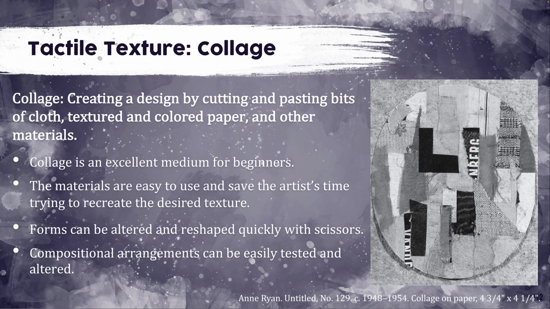Materials are usually easy to use and save the artist time trying to recreate a desired texture. Forms can be altered and reshaped quickly before you actually finalize and stick them down. You can move elements around rather than painting. Once paint is on the canvas, you can potentially scrape it off, but generally that sort of, in air quotes, undo feature isn't really there when you're working with sculpture, painting, etc. There's ways you can do it, but it's really difficult.